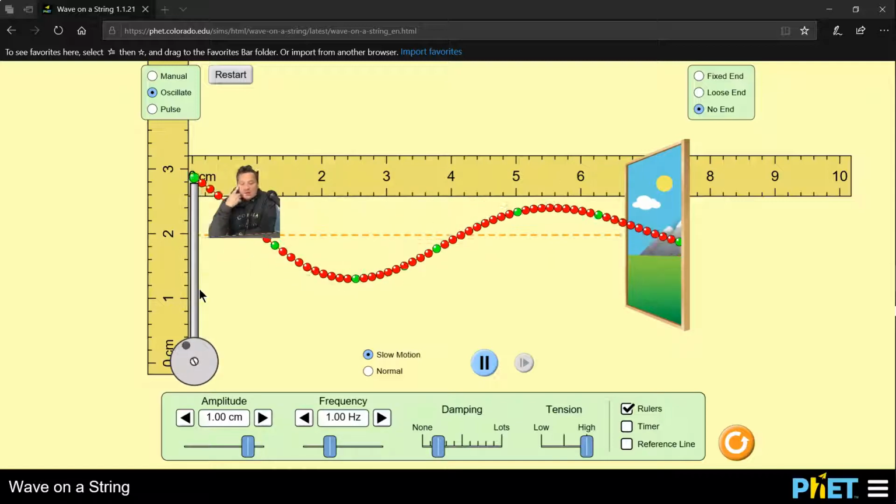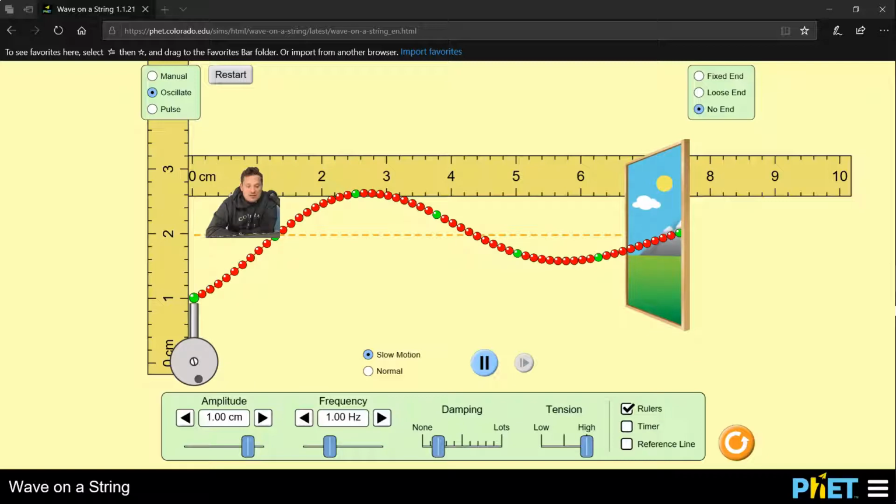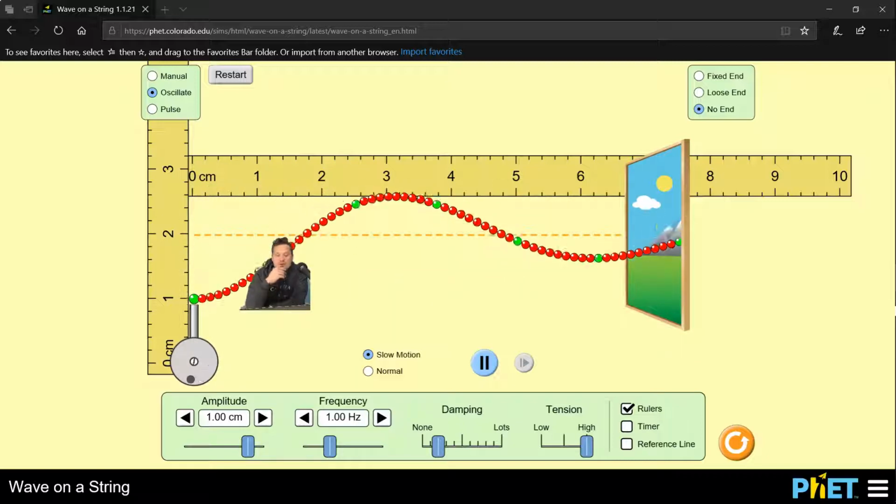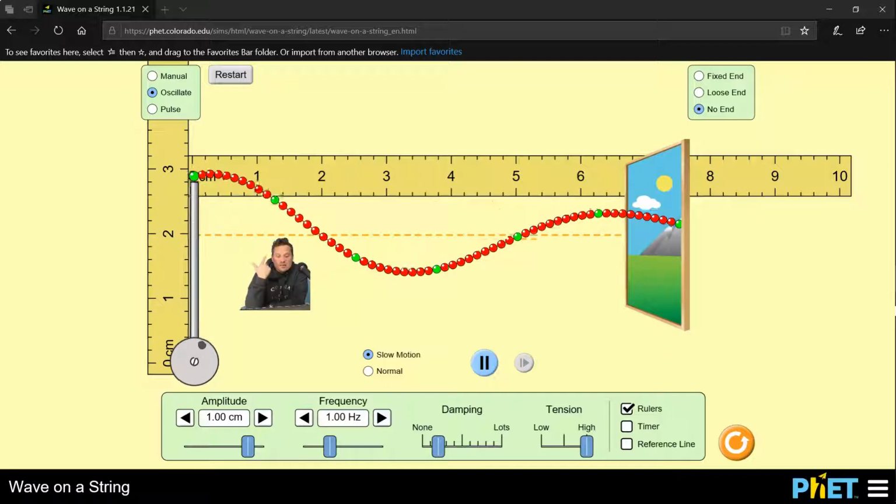Another important thing about waves is the following. As you do this, you should observe that the beads are not moving left and right, even though it may seem like it, but that's not the case. How do I know that?